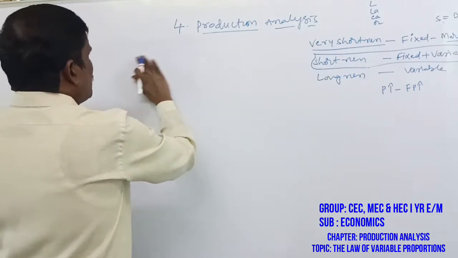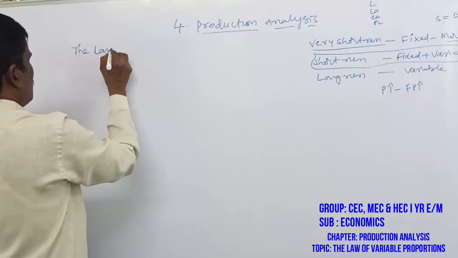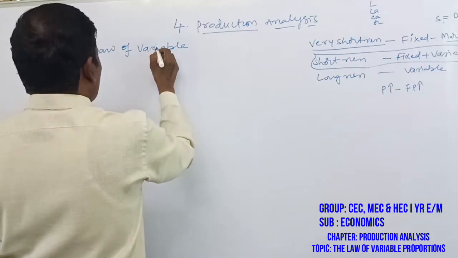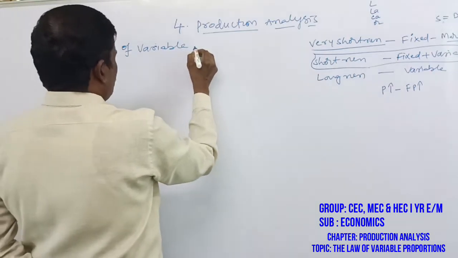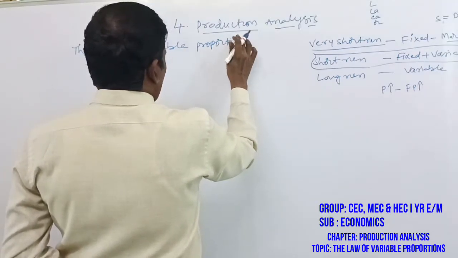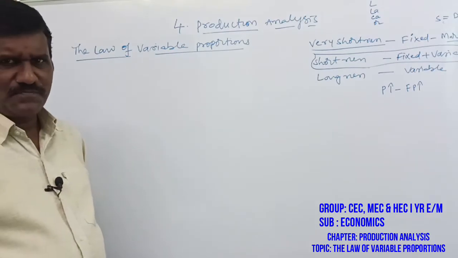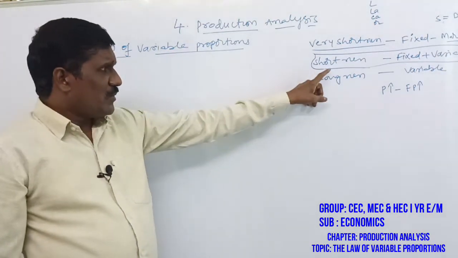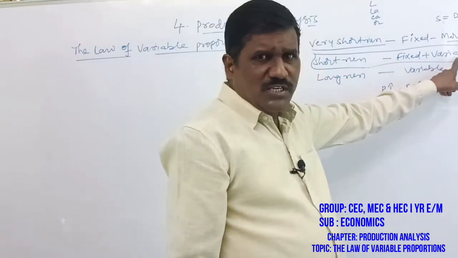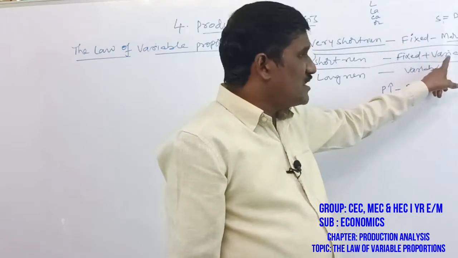So in the short run, I am discussing the law of variable proportions. What is the law of variable proportions? The law of variable proportions is applicable in the short run. So in the short run, only a few factors are possible to change. The remaining factors are not changed. Fixed factors are constant, only the variable factors change.